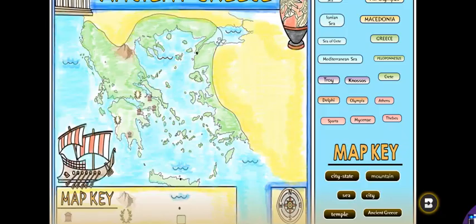So the title for our map is going to be Geography of. So what I need for everybody to do, right above where it says Ancient Greece, you're going to write the words Geography of, right above Ancient Greece. So right above where it says Ancient Greece, you're going to write Geography of Ancient Greece.